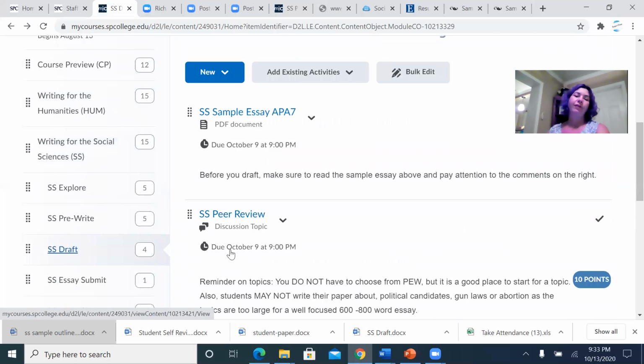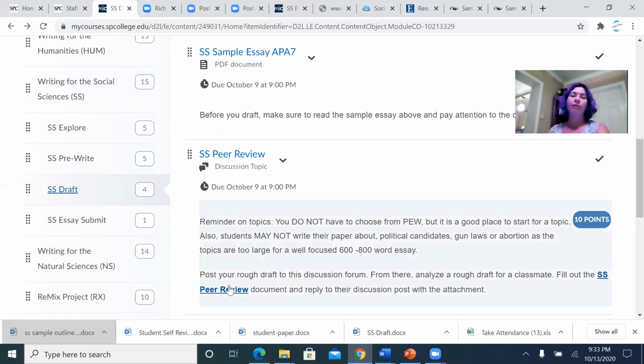We have a peer review with a peer review document. So this assignment is super important. This is asking students to critically read and respond to a peer's paper. If we're not completing the peer review document, we're not challenging ourselves to think critically about someone else's work.